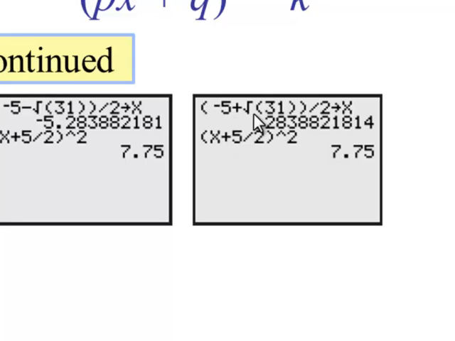To check the other solution, we do the same thing. Negative 5 plus the square root of 31 being divided by 2. Hit store, hit x, hit enter, and you get 0.28388, and so on and so forth. And again, typing in the left hand side of the equal sign, hitting enter, we see it equals the right hand side of the equal sign. It checks.